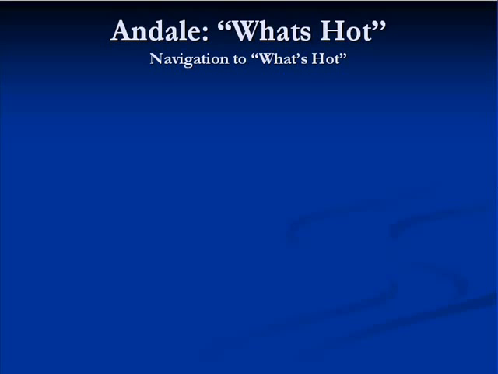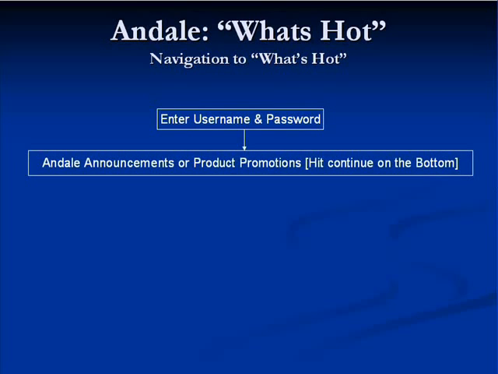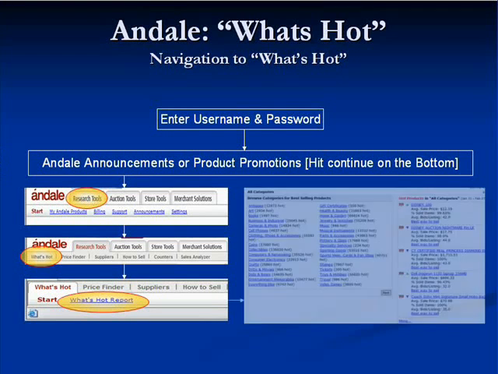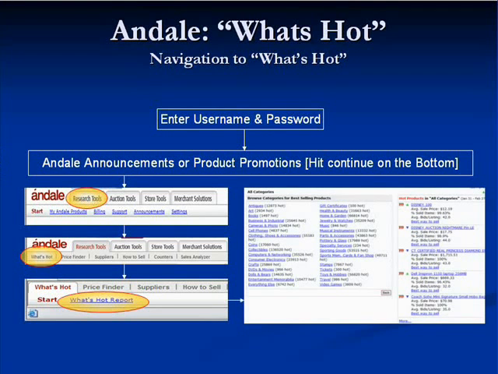So let's begin by first reviewing how we get onto OnDelay by typing www.ondelay.com. Once we've gotten to that website, you need to enter your username and your password. Then OnDelay may or may not show you a promotional advertisement for one of its products. We will finally get to the What's Hot report. And this report is what shows you what is selling and what is most popular today.